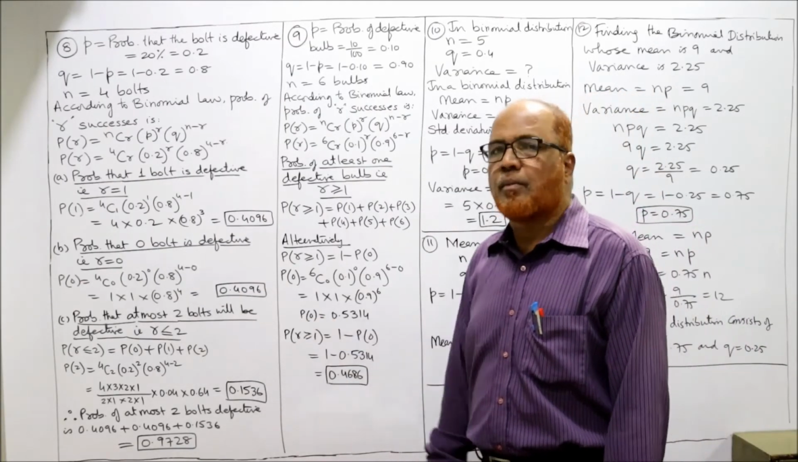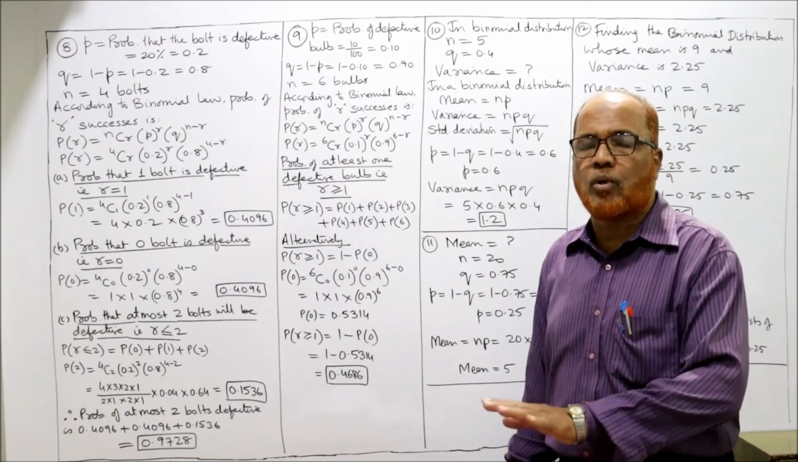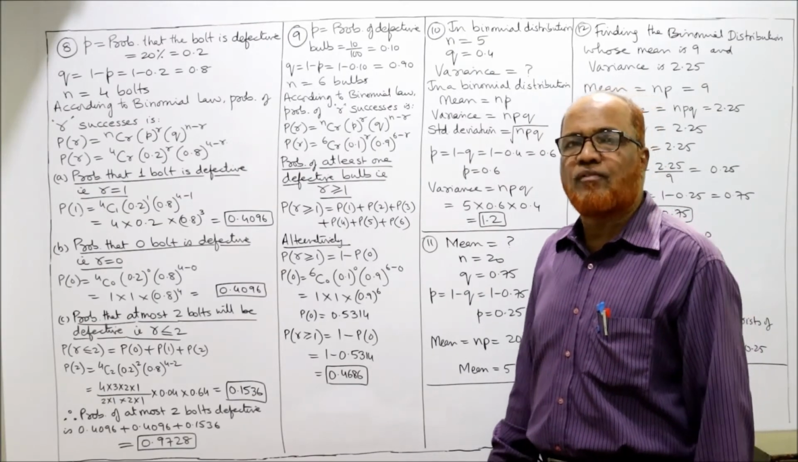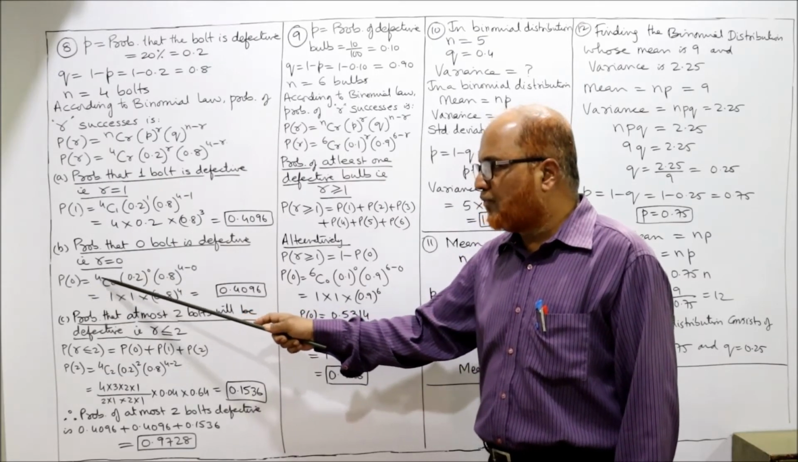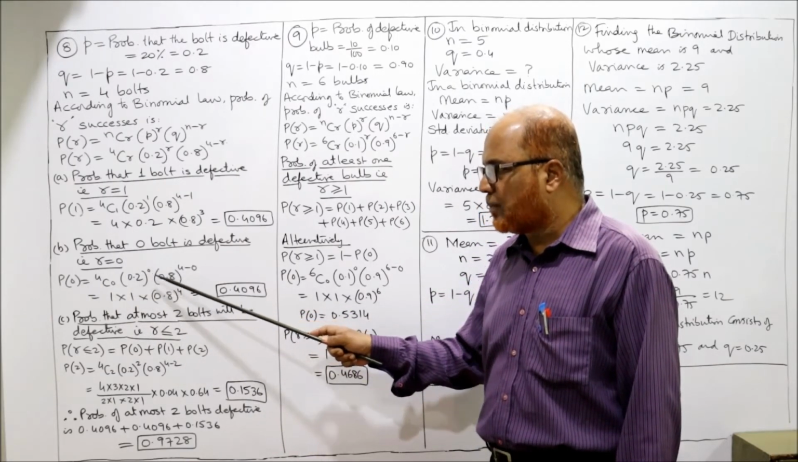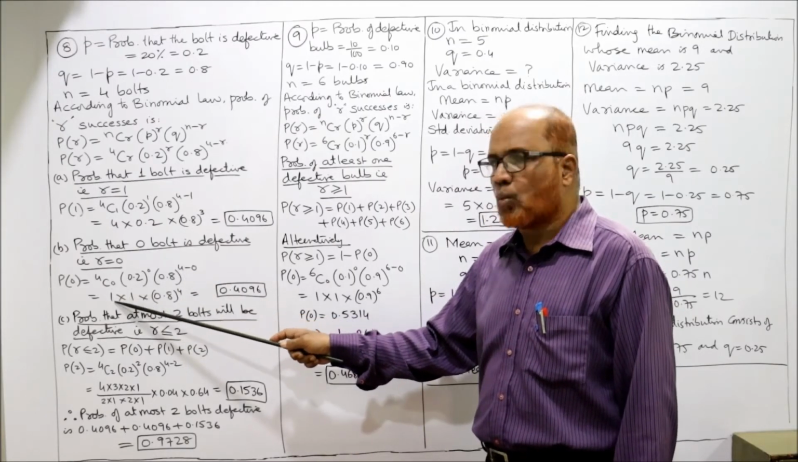Second question, what is the probability that 0 bolt is defective? No bolt is defective. All bolts are good. That is P of R is equal to 0, R is equal to 0. So P of 0, 4C0, 0.2 to the power of 0, 0.8 to the power of 4 minus 0. So 4C0 is 1.